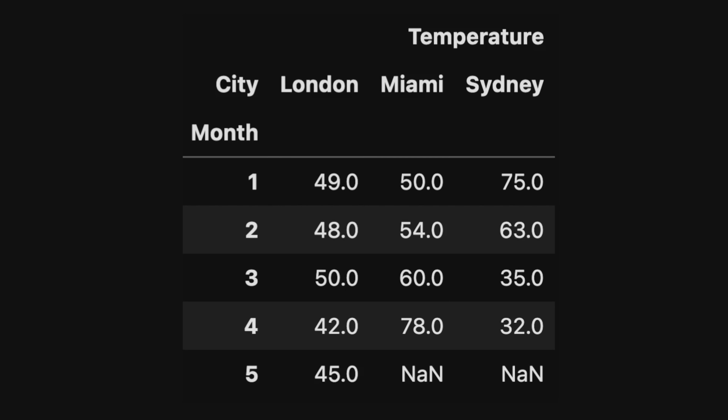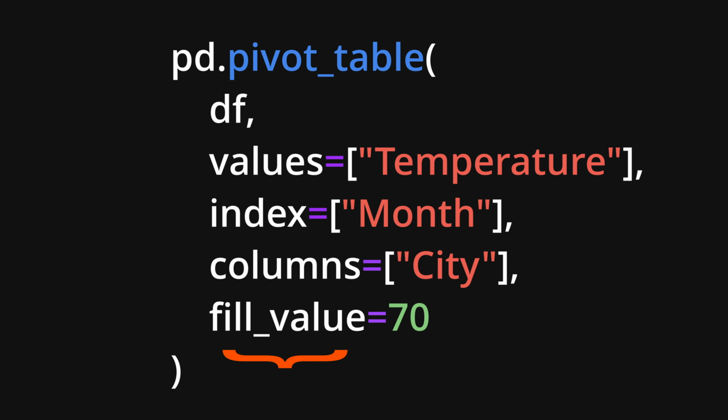This happens because pivot table adds NaNs for combinations of city and month that didn't exist in the original data. By using the fill_value argument though, we can fill in missing values with a different default such as 70 if we wanted to. Lastly, one lesser known feature is that pivot table also summarizes data via the aggfunc param.